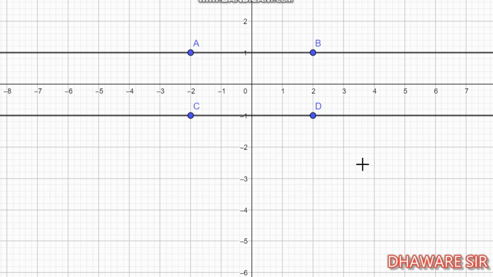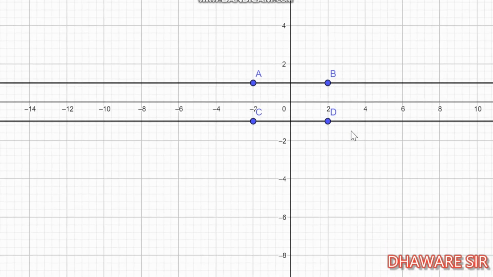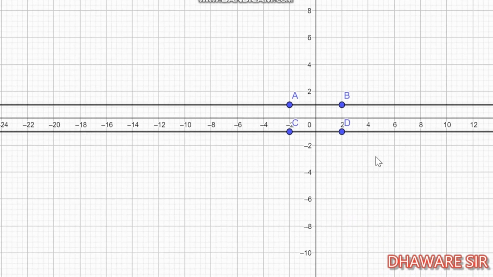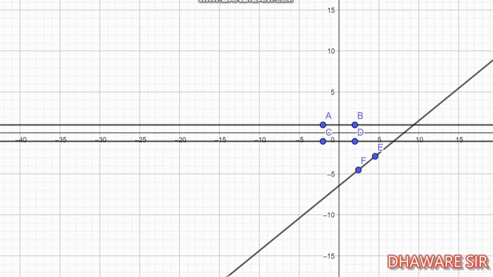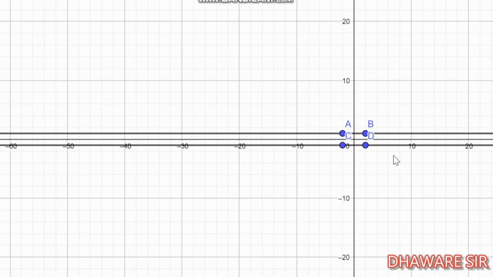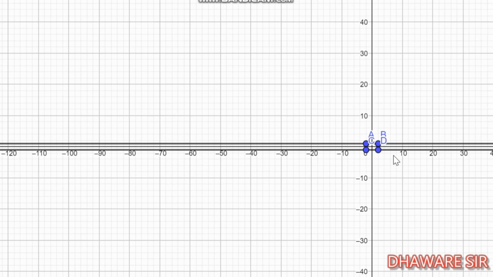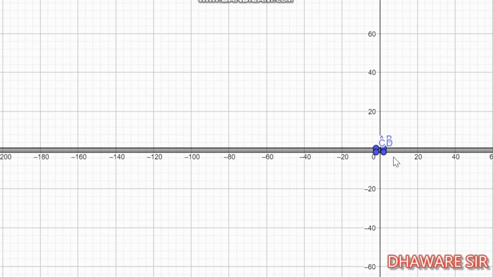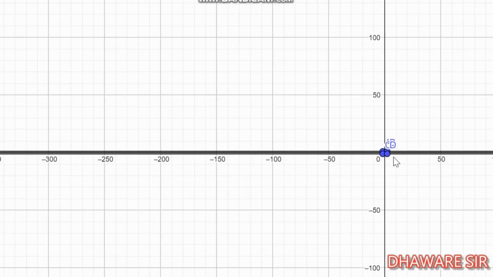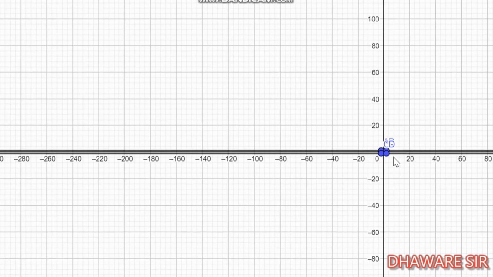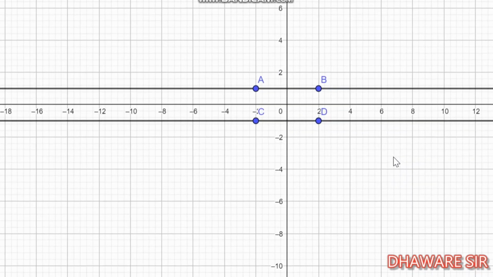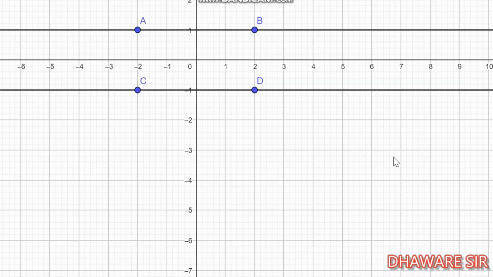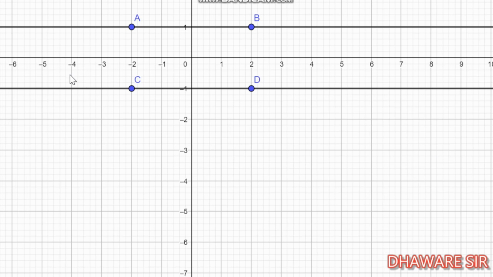Now how can we see this? Let us minimize the graph so we can see it in GeoGebra. We make the graph as small as possible. We do not see that they intersect each other anywhere. We do not see that they are intersecting each other. But let us see the second line which we are going to draw.